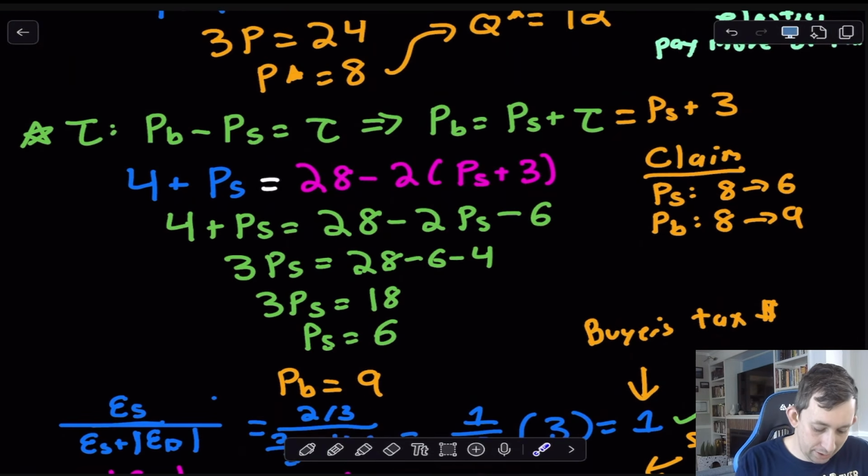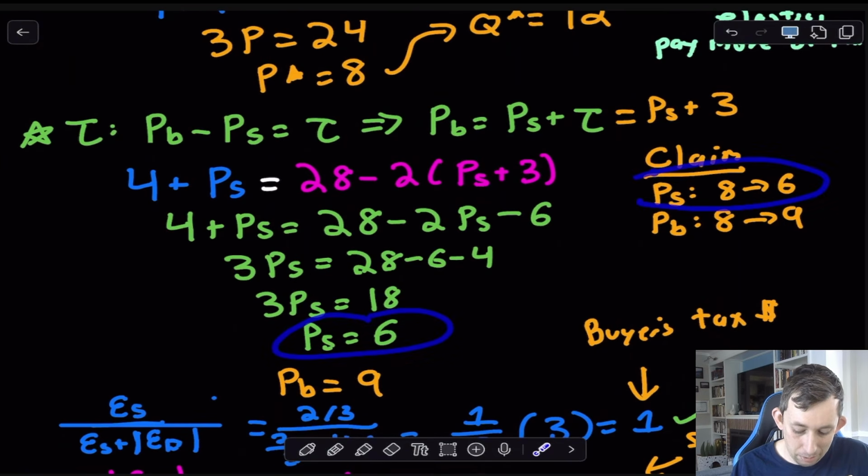The way I can do that math is I know that the tax is the difference between the price the buyers pay and the price the sellers receive, which means that the price the buyers pay is the price sellers receive plus the tax, or PS plus 3. So I'm going to set quantity supplied equal to quantity demanded, but now instead of the price the buyers pay, I'm going to substitute the price the sellers receive plus the tax of 3. And I'm going to go through the algebra. I'm going to get that PS is 6, which is exactly what I claimed over here. And I know that the price the buyers pay is the price the sellers receive plus the tax. So this is 6 plus 3, or 9.